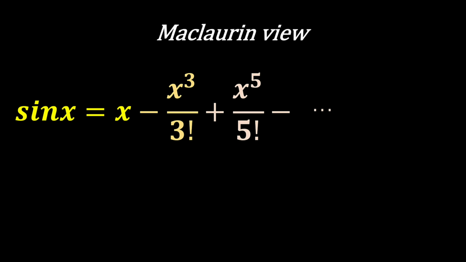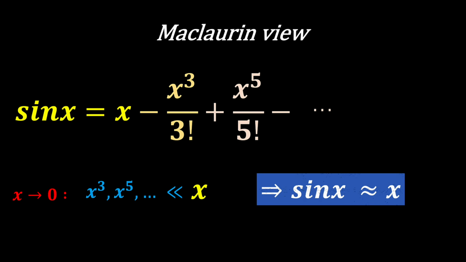There is also a second viewpoint. The Maclaurin expansion of sine x is x minus x cubed over 3 factorial plus x to the 5th over 5 factorial minus and so on. When x is very small, x cubed, x to the 5th, and the higher powers become much smaller than x. So the first term dominates. That is why near 0 sine x is approximately x.